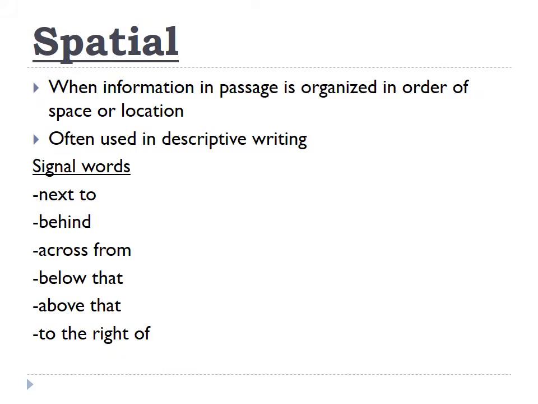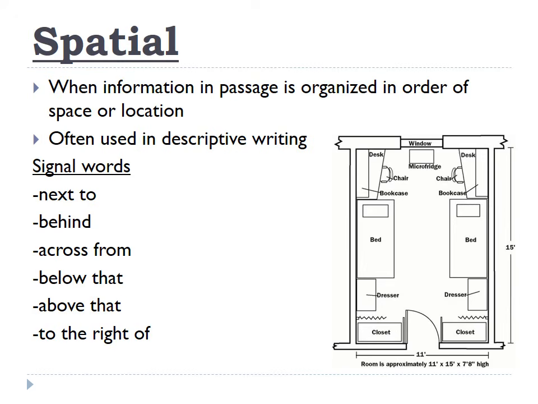The next type is spatial, when information in a passage is organized in order of space or location. This type of text structure is often used in descriptive writing. Signal words include next to, behind, across from, below that, above that, and to the right of. Here is a diagram of something that is spatial text structure.